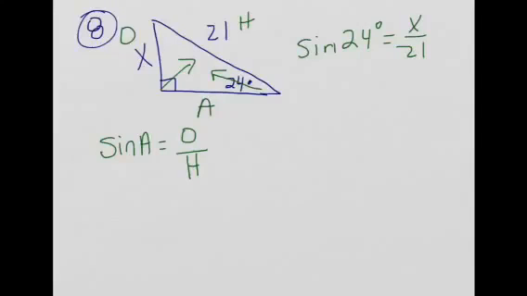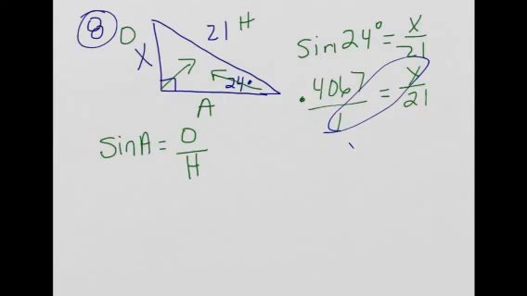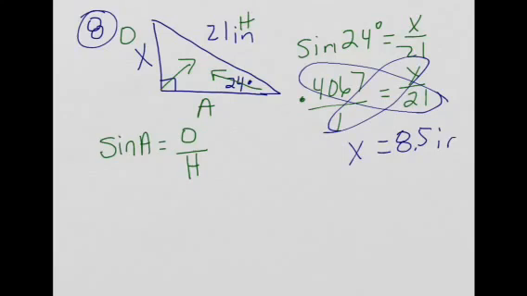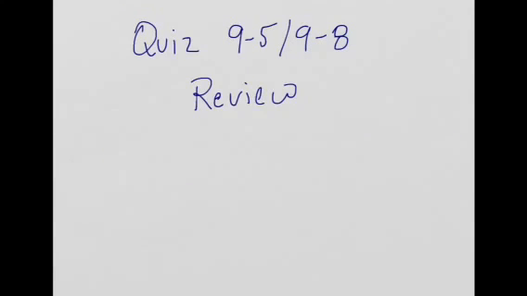And I'm going to go to my calculator and I'm going to punch in sine 24 degrees, and that's going to give me 0.4067 over 1 is equal to x over 21. I'm going to go ahead and butterfly, so it's going to be x is equal to, and I'll butterfly this, and it will be 8.5. And we'll make this inches. And that's the quiz review.